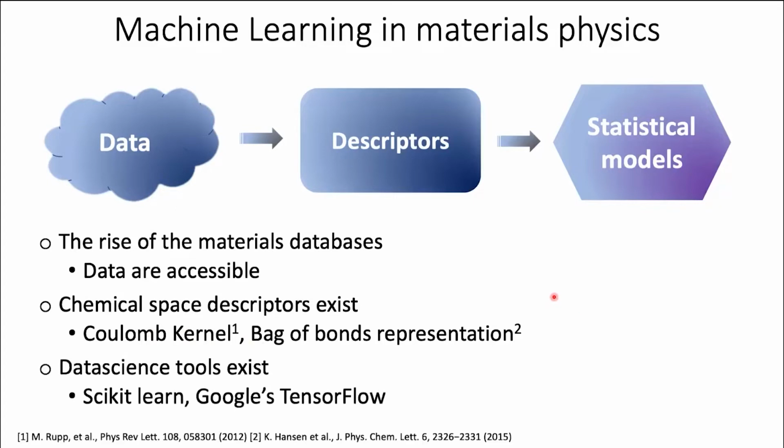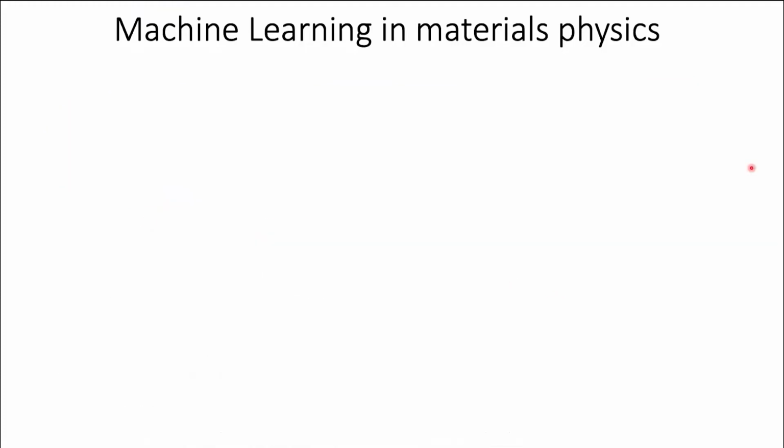that information. And also data science tools exist, like scikit-learn or Google's TensorFlow, where again, people are spending their careers building very nice, fast, efficient tools that materials physicists like us or you can work with without having to build the tools or write the code or the software yourself. So that's really nice. So let's talk about each one of these things in a little bit more detail.